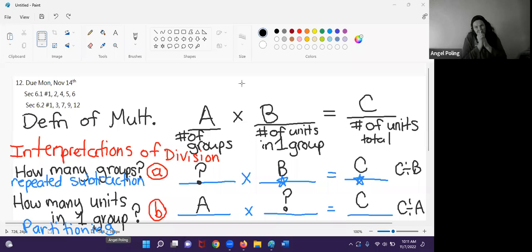Because you've got just this pile of stuff, and you know how many groups you want to put it into. So you just evenly divide up the stuff in a partitioning type of way, right? You take the stuff and say, okay, I'm going to make you into 4 groups. And then you count up how many things are in a group. So those are the 2 interpretations of division.